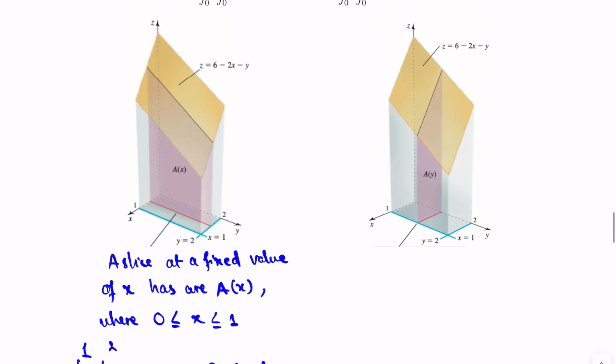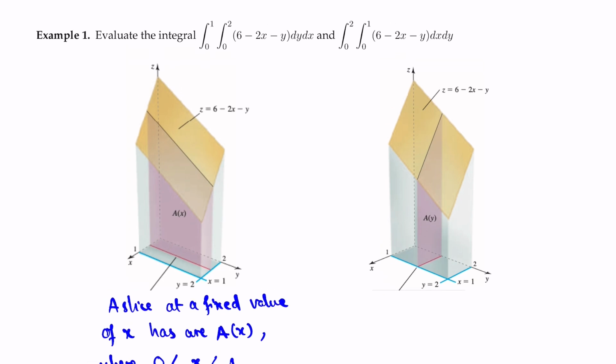So now that's one way to do it. A different way to do it is to evaluate the integral with respect to x first and then with respect to y. When that is the case, you see here you have a slice at a fixed value of y, and the slice has the area of capital A sub y, where y is between 0 and 2. That is, you're going to evaluate the integral with respect to x first. That is, you're going to get the area of this slice. Whatever area you get, you evaluate that area with respect to y, and then you get the answer.